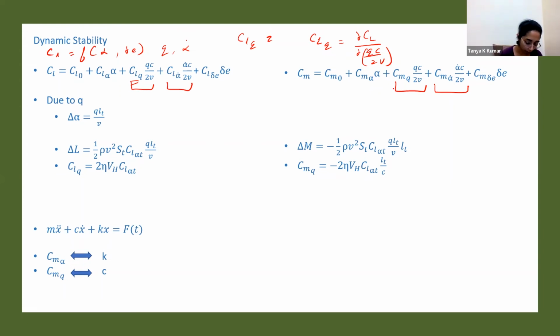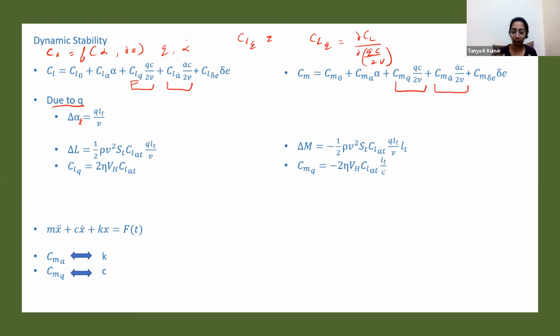Now we go on to what happens when the aircraft is subjected to a pitch rate Q. Due to Q, there is a change in the angle of attack at the tail. This should be delta alpha tail. How much is the change in the angle of attack? Approximately, it is QLT by V. LT is the moment arm, Q is the pitch rate, V is the velocity. So the approximate change in the angle of attack is QLT by V.